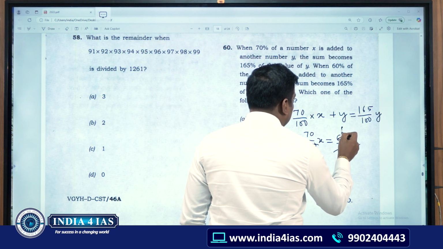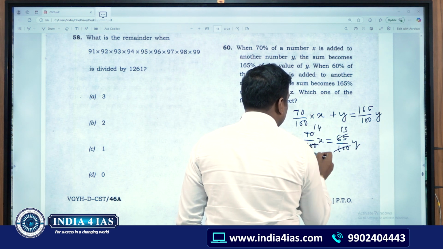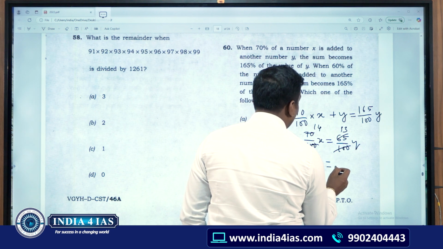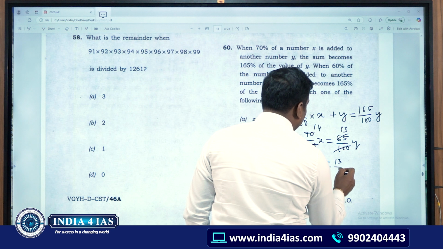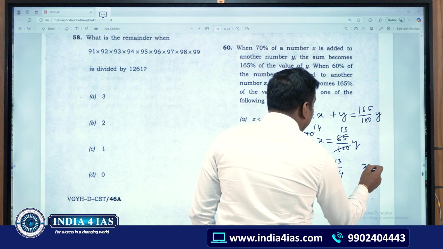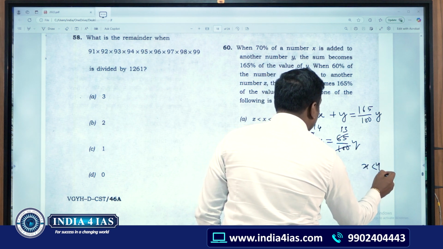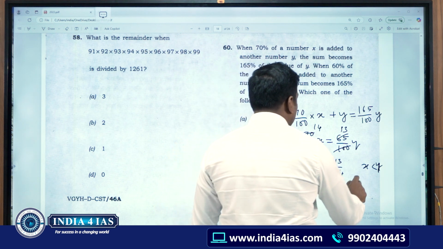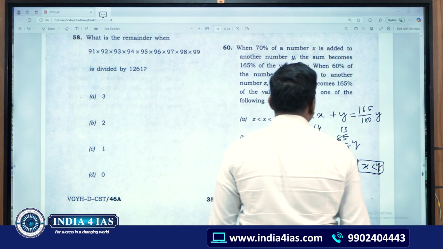This is 5 13s are and 5 14s are. So here x by y is equal to 13 by 14. So in this case x is lesser than y. X is 13, y is 14. So x is lesser than y. This is the clue that we have.